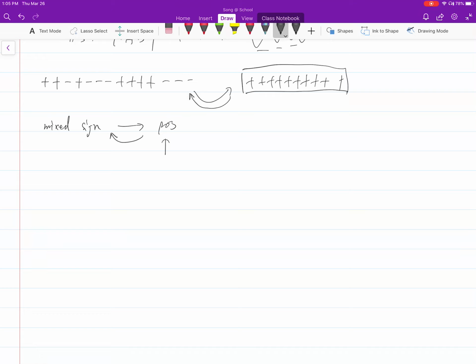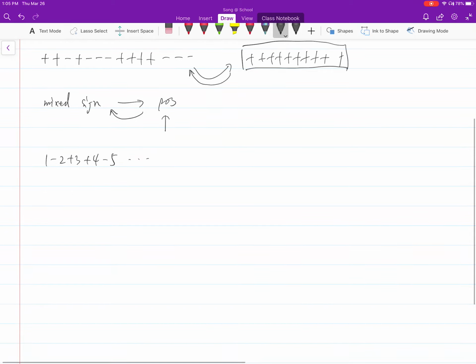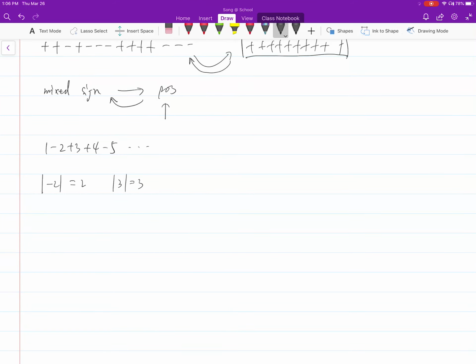Now, if you have a series, let's say 1 minus 2 plus 3 plus 4 minus 4, you want to change every single term to be positive. We definitely know that. It's called the absolute value. No matter you put positive or negative in, they all become positive. Then this term here will simply become the sum n from 1 to infinity, the absolute value of a_n.